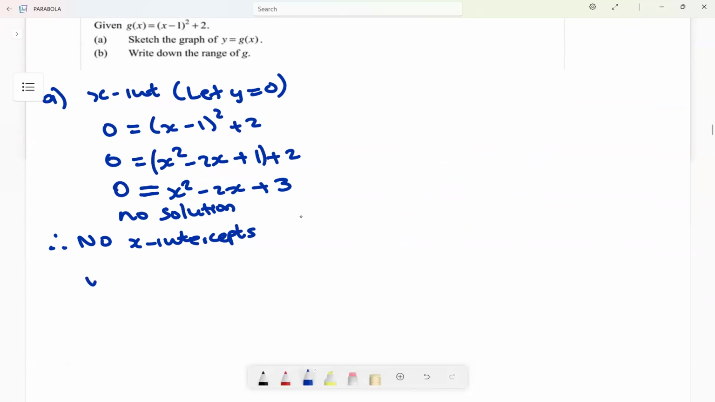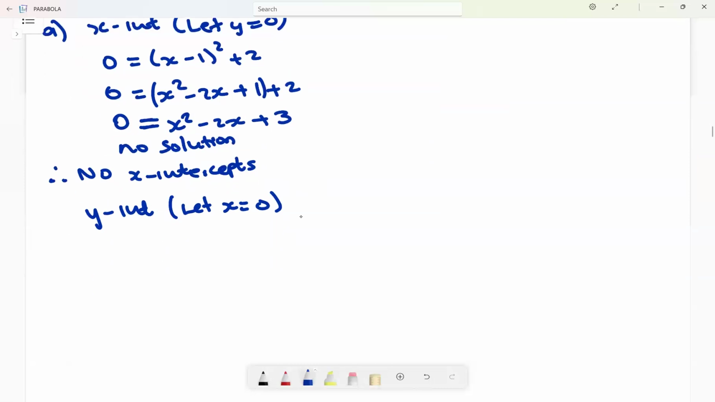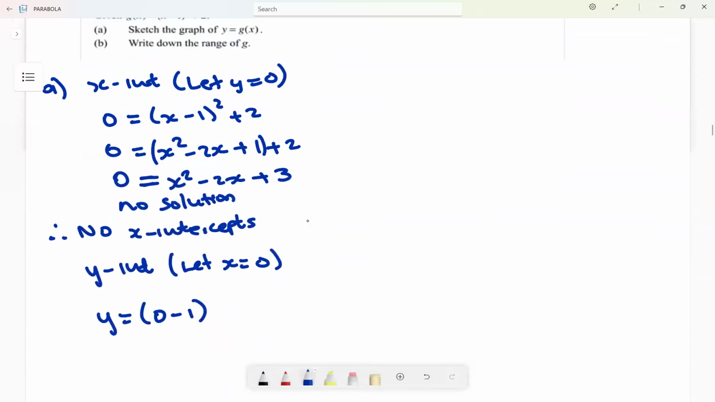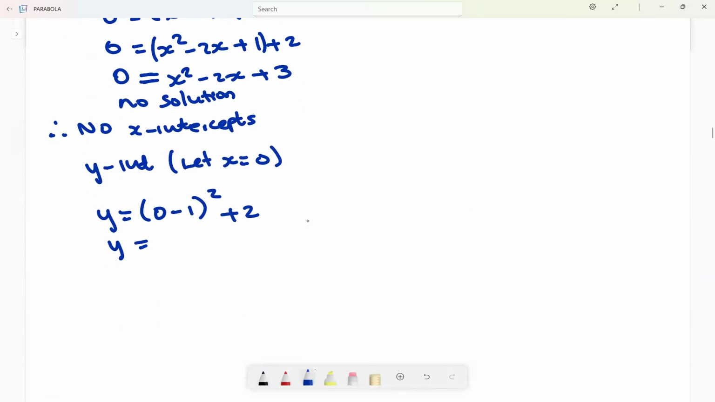Then I look at the y-intercept. I'm going to let x be equal to 0. Then y is equal to 0 minus 1, squared, plus 2, and you get that y is equal to 3. Therefore, in terms of coordinates, when x was 0, y was 3. This is a very important point.